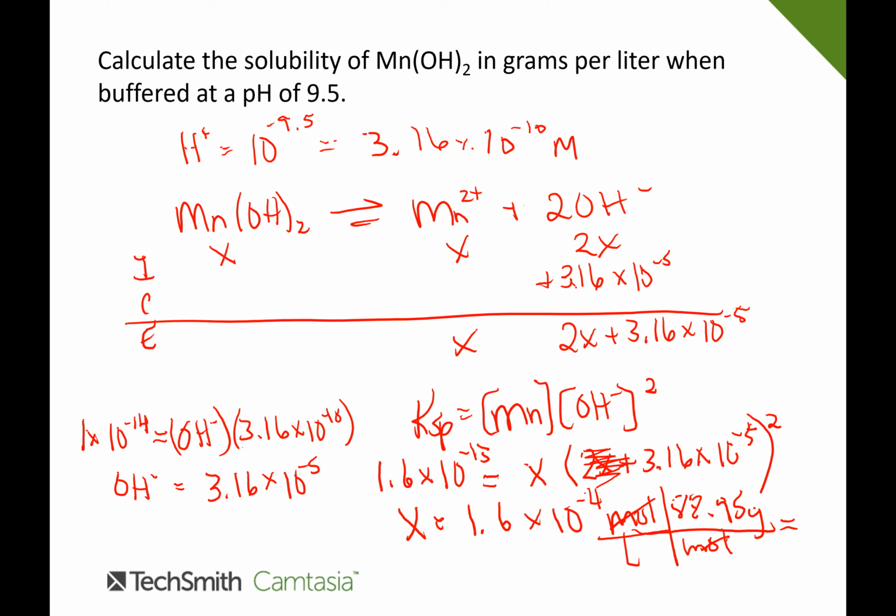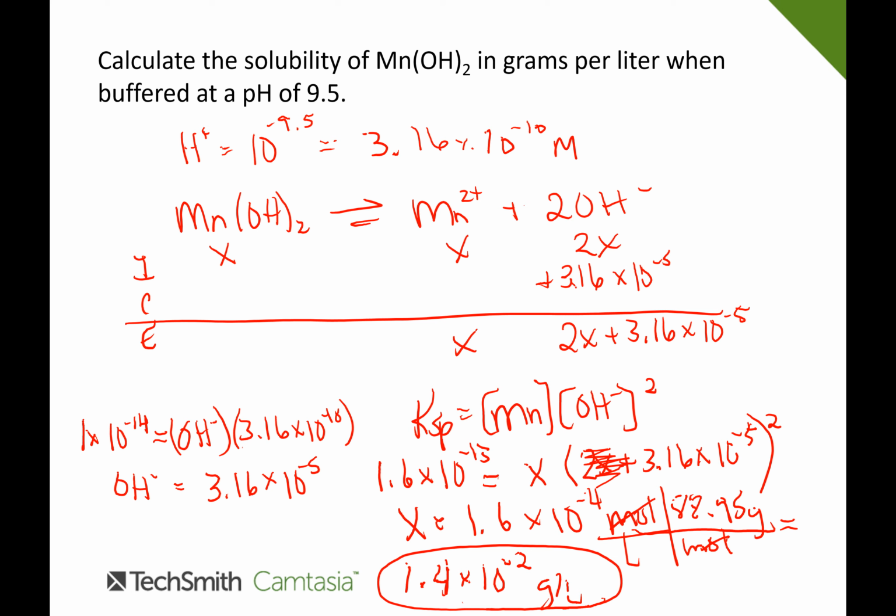And for my solubility, I got 1.4 times 10 to the minus second grams per liter. And that should conclude the second lecture.